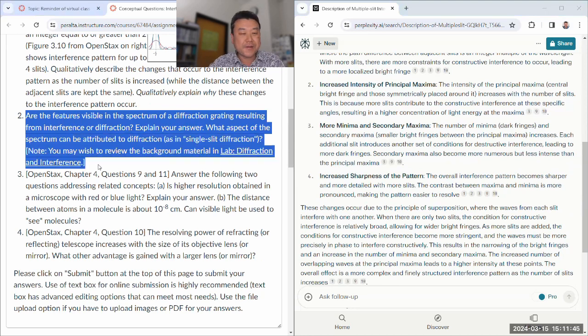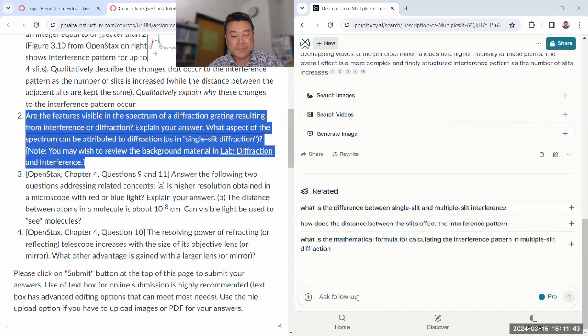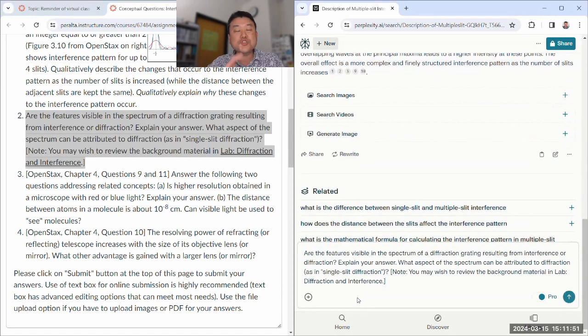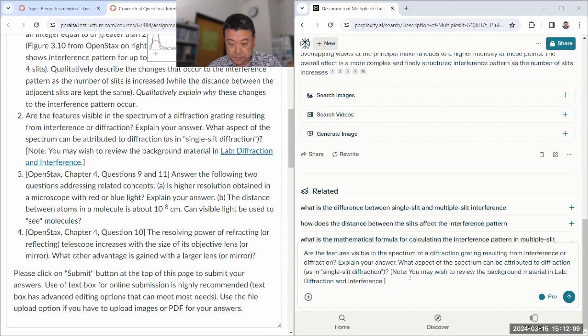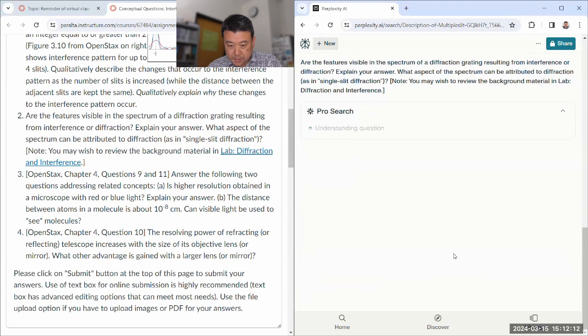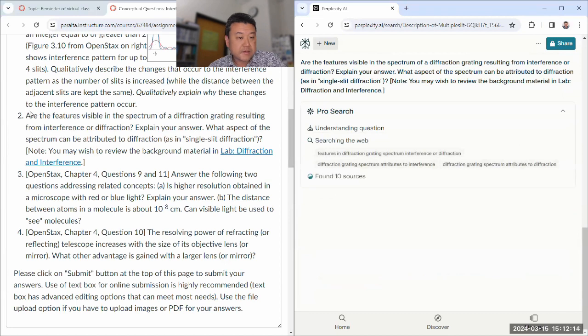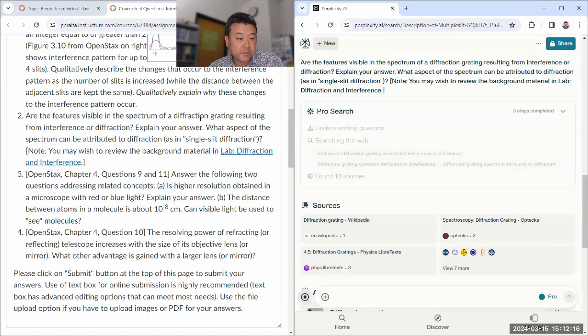So N-slit interference, by itself, is not all that interesting. Well, it's more instructive when you do it in a programming environment where you can show these patterns numerically. I think in a more conceptual way, what's more interesting is the diffraction grating, which is a limit of N-slit interference. So, okay, let's see. Features visible in the spectral diffraction grating resulting from.